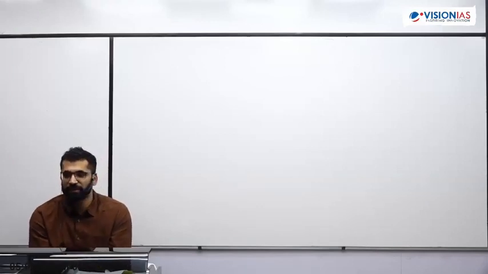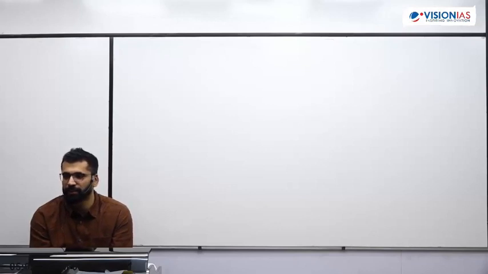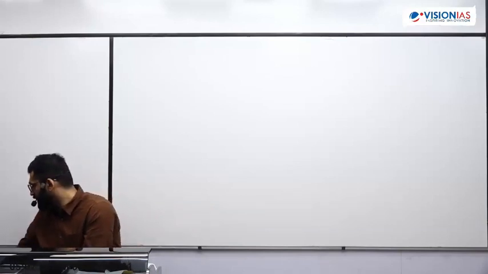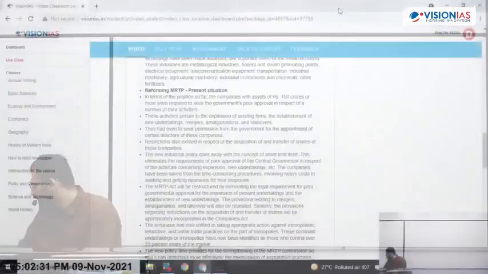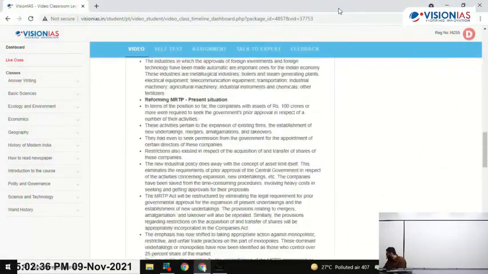Any doubts from the previous class? I think we finished small sector enterprises. We had to write about small sector industry. Discussion was already done. These things we had not discussed. We had discussed, we had not written MSMEs. The 1991 policy was completely over last class.